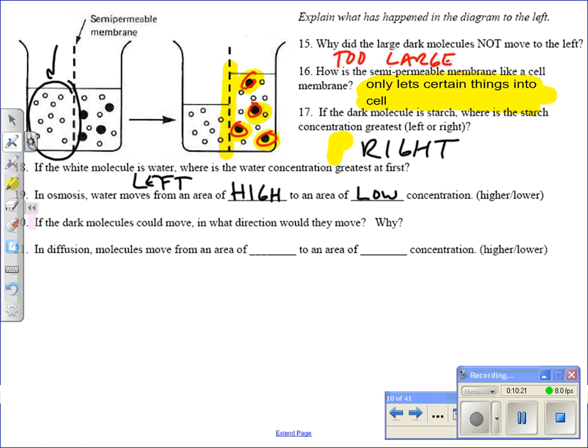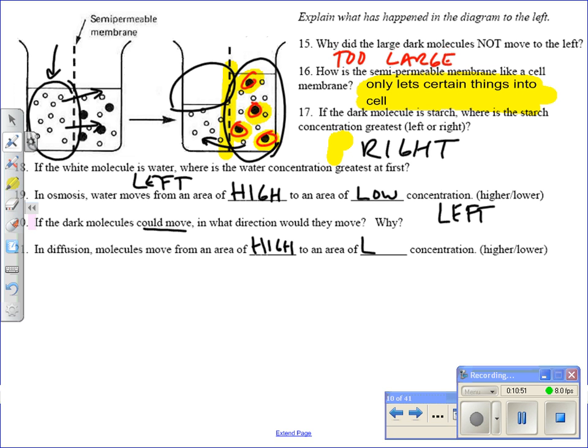You have more water molecules on this side, so they're going to move to that side. That's why the water level changes. If the dark molecules could move, they can't because they're too large, but if they could possibly move through the membrane, which direction would they move? They would move to the left. Why? Because they would go from a high concentration, on the right-hand side, to a low concentration, the left-hand side, but they're too large. In diffusion, molecules move, same as osmosis, from a high concentration to an area of low concentration.